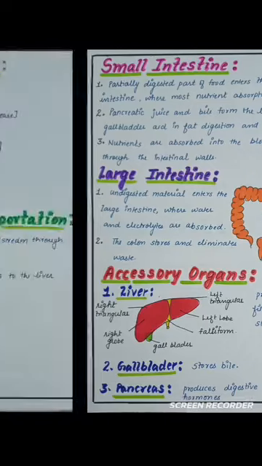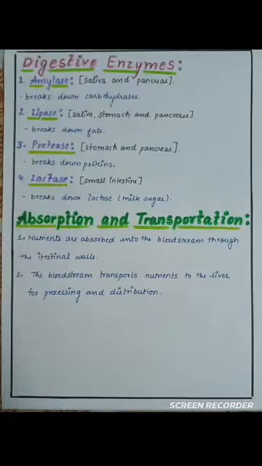So now next are the digestive enzymes. A total of 4 types of enzymes are involved in the process of digestion. The first one is amylase. Amylase is present in our saliva and pancreas. What is the function of amylase? The function of amylase is breakdown of carbohydrates.